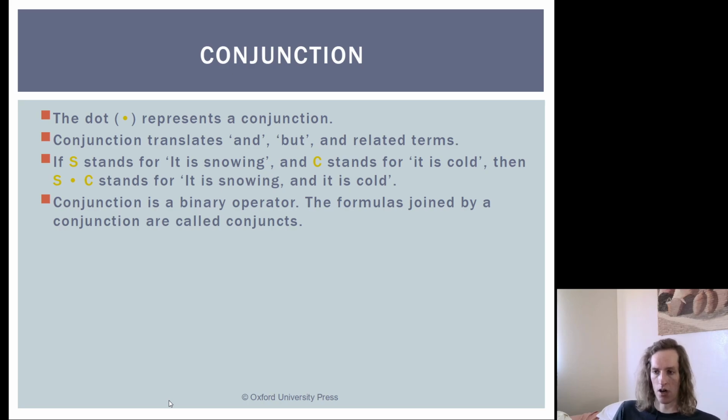Conjunctions are going to be true when both sides of the conjunction are true. And conjunctions, like every other operator other than the negation, are binary. They're going to be connecting two elements together. So we can call either half of a conjunction S and C. The S, when it's connected to the C with the dot here, will be one of the conjuncts of this conjunction. And you can read this, when you're just looking at it, as S and C.